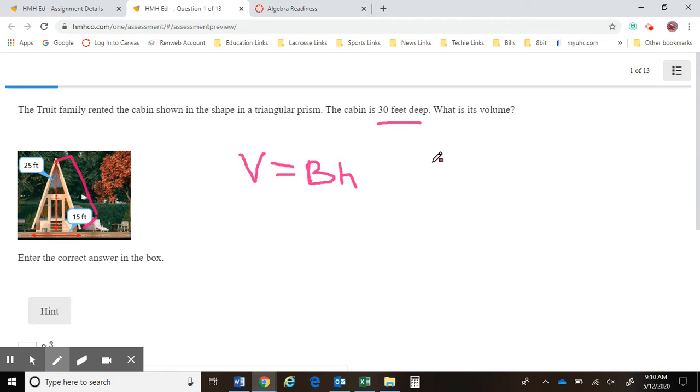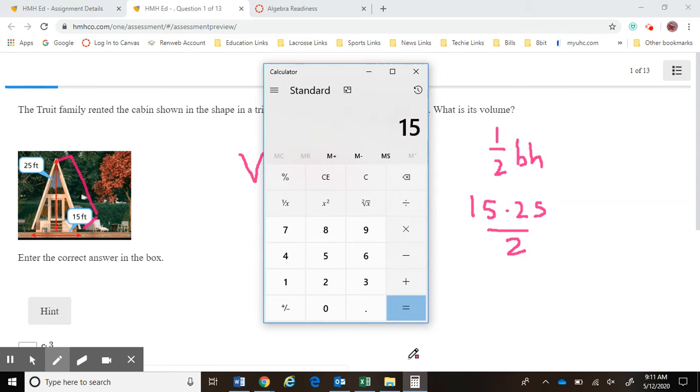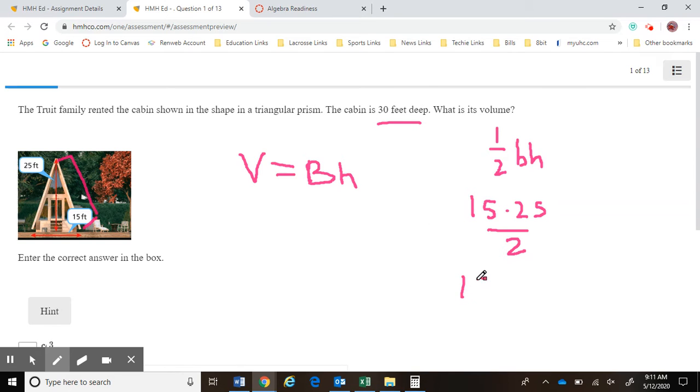The area of a triangle is 1/2 base times height. My base is 15 and my height is 25, and I'm going to divide that by 2 because I'm finding half of it. That's going to give me my capital B. So 15 times 25, divided by 2, is 187.5. Of course, that's square feet. That's what my capital B is.